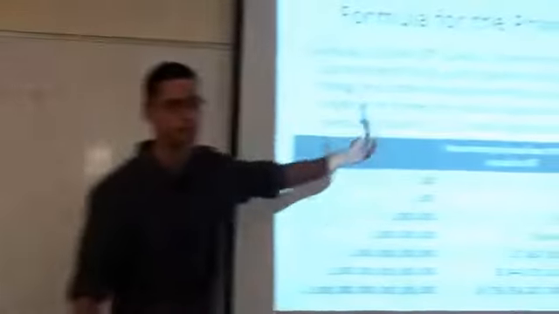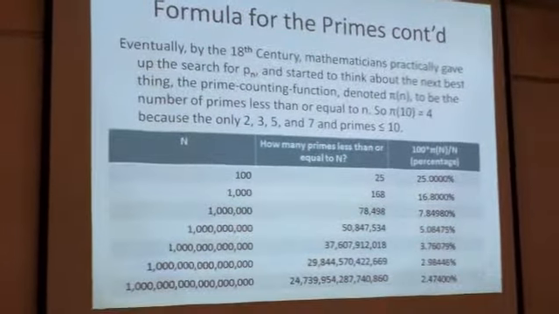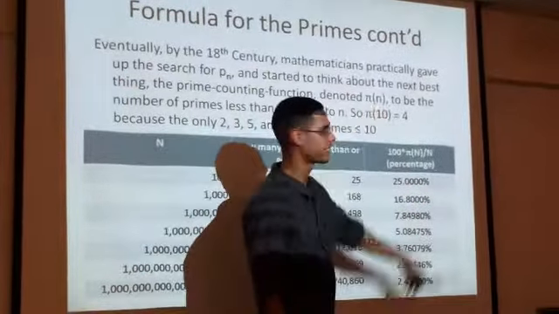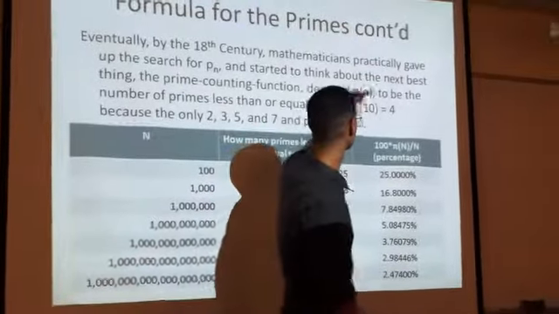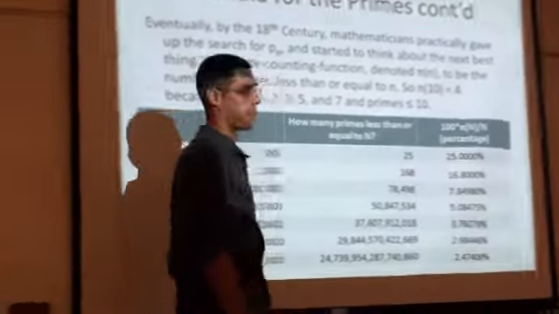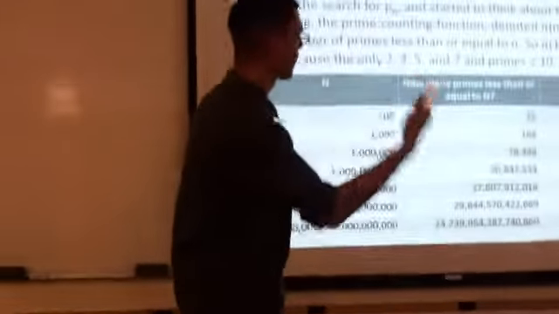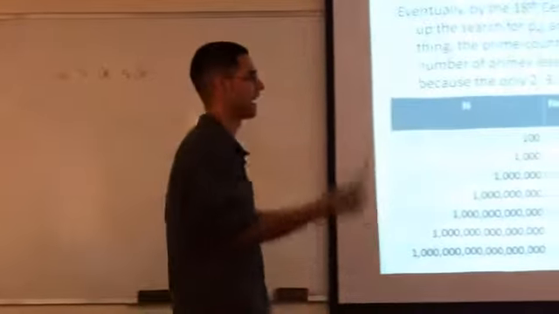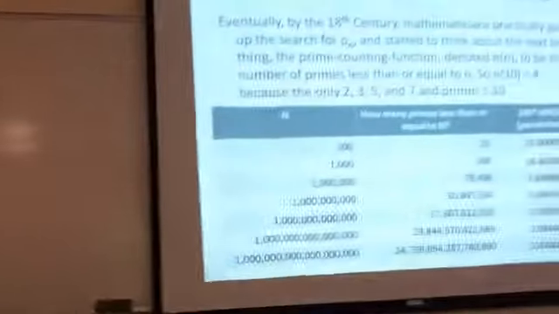You have the exact prime number, the nth prime number. And starting to think about the next best thing, the prime counting function, which we denote by pi of n or pi of x. This has nothing to do with the number pi. It's an unfortunate choice, but it's pi from prime, p in Greek. But it has nothing to do with the number pi, 3.14.